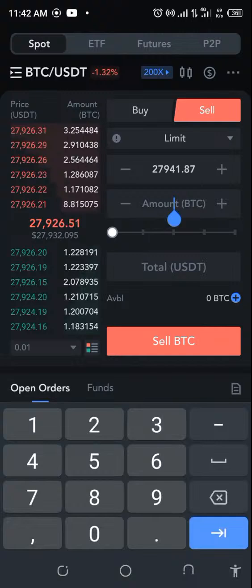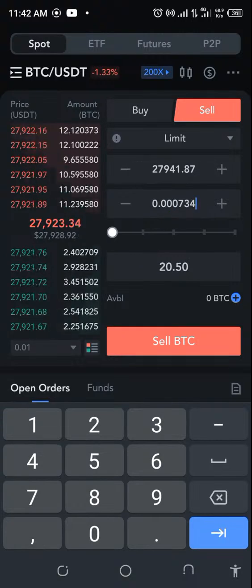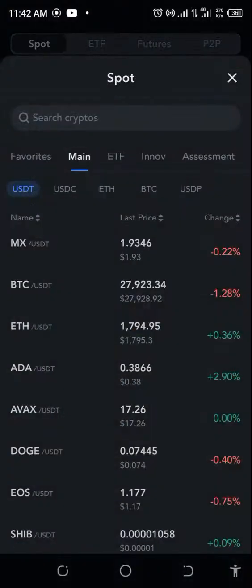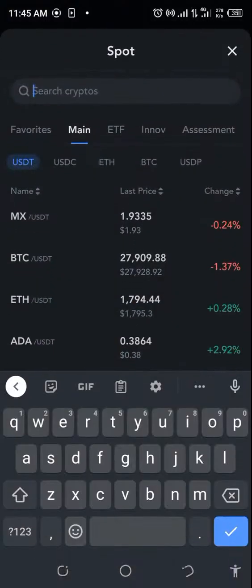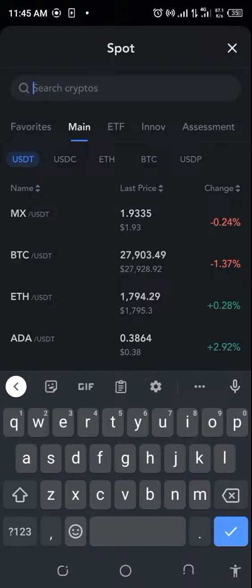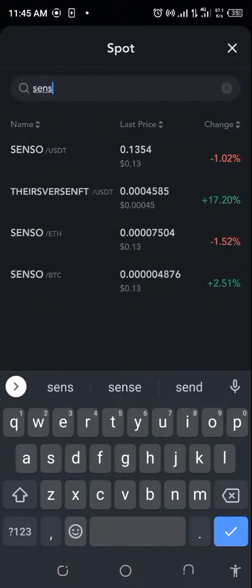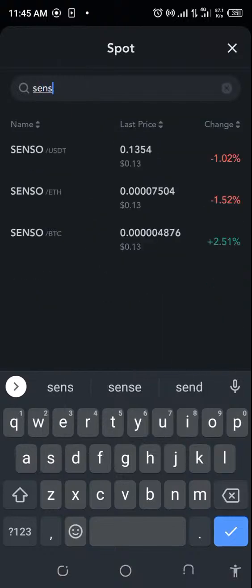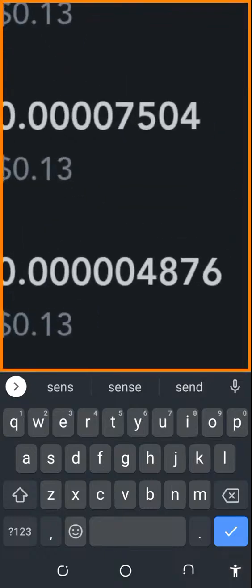Let's see. 20.50. It's really gone down. We only have 15 cents extra. Would I want to do this? Nah, let's try this out with ETH. Let's see whether this can still give us something else. Okay, let's try this out with ETH. So let's check on ETH. That should be Senso. Okay, Senso ETH. Well, everything still looks like it's the same price.